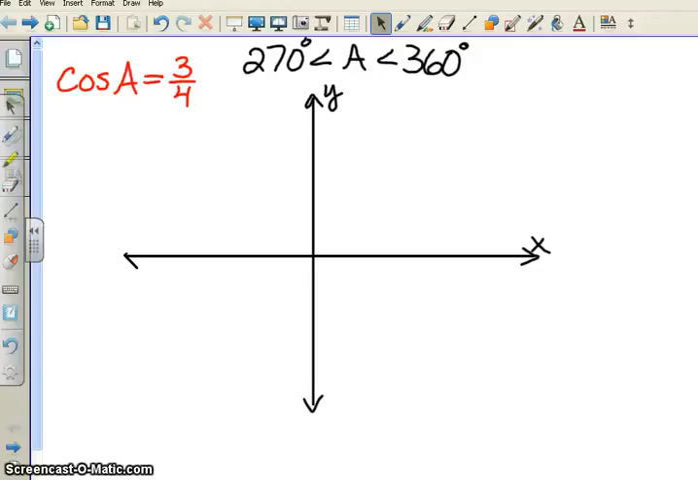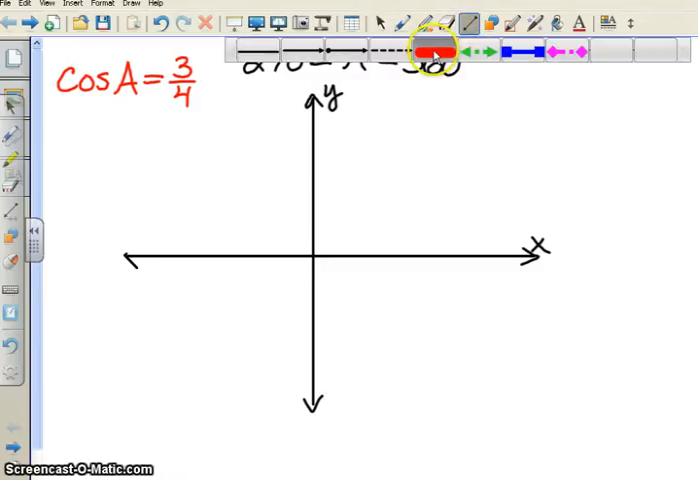Let's review some trig using this information. We know the cos of some angle A is 3/4, and that angle is somewhere between 270 and 360 degrees. And that means when we start in standard position, we are going to rotate 90, 180, 270, and land somewhere between 270 and 360. So here is my reference angle between that terminal side and the x-axis.